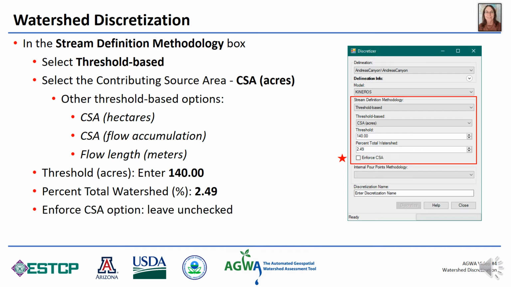Leave the Enforce CSA box unchecked. Checking this box will force all hill slope elements in the watershed to be 140 acres, or about 2.49% of the total watershed area.